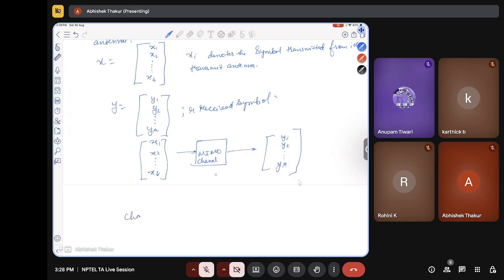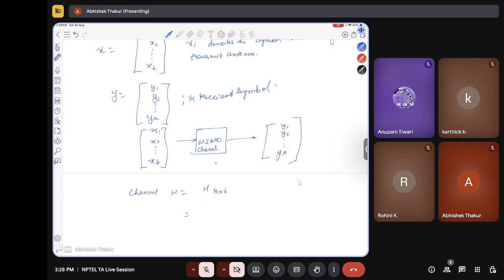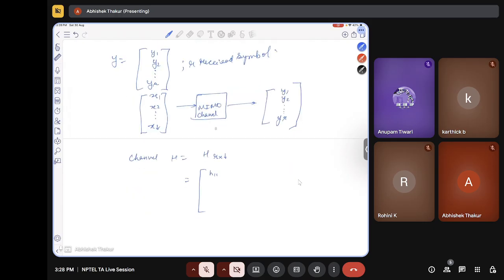So the channel H can be denoted as an R cross T matrix. This can be written as H11, H12, H1T, H21, H22, H2T, there will be HR2, and finally HRT. So this is our R cross T matrix.